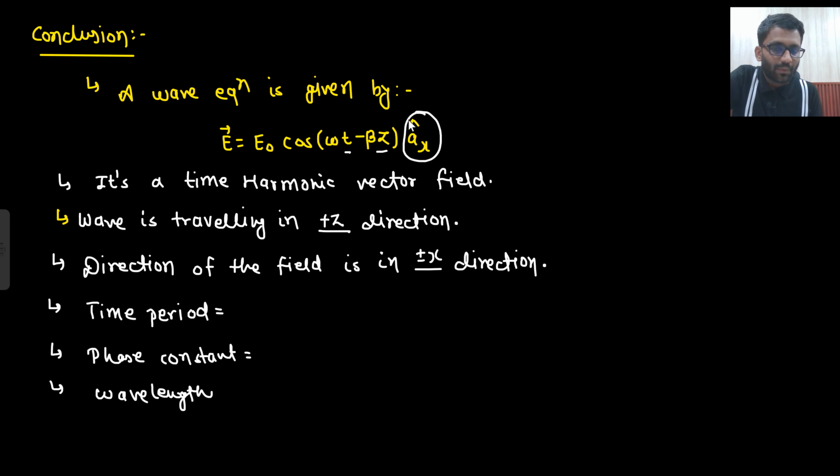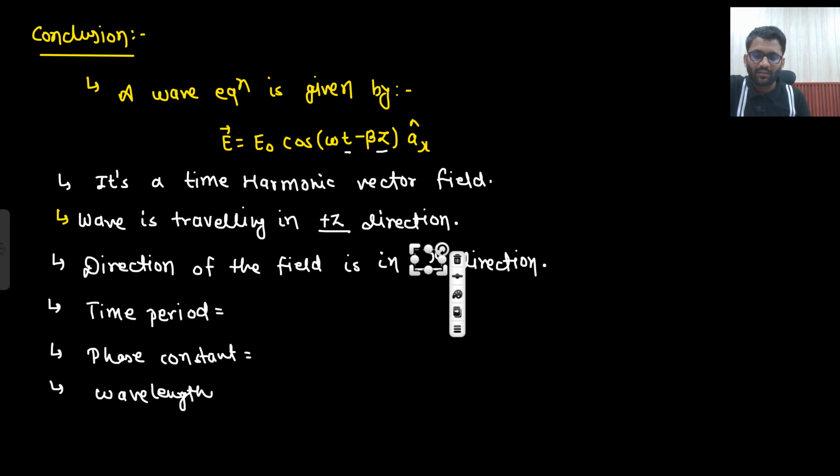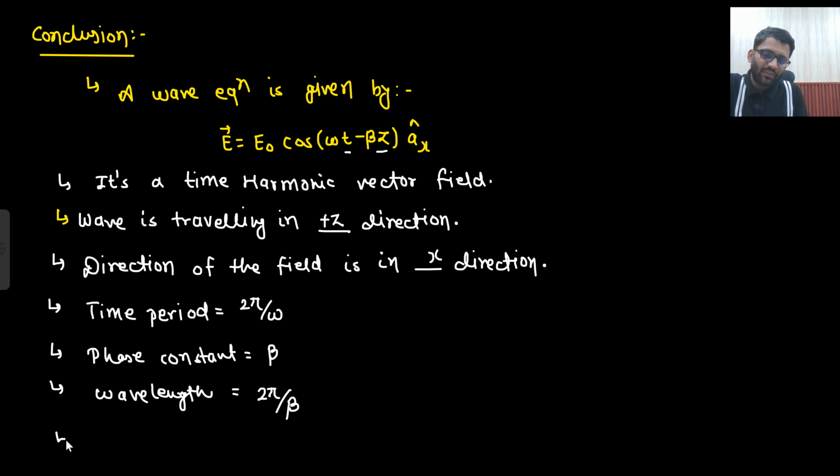So from here, what did you get to know? That your E field is along x direction. So I would say plus x direction only. E field is along plus x direction. What is the time period of it? 2 pi by omega. What is the phase constant? Sorry, phase constant is beta, not 2 pi by beta. And what is the wavelength? 2 pi by beta. And what is the velocity? Omega by beta.